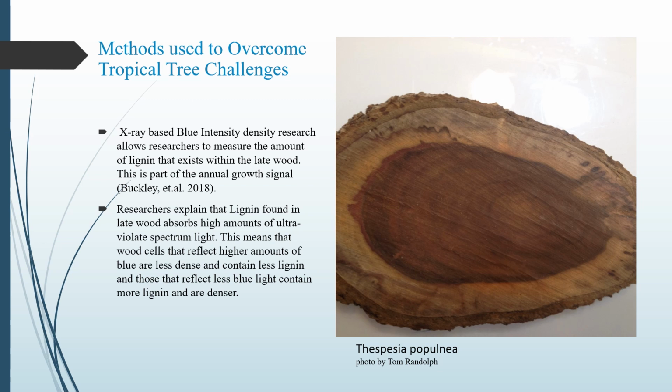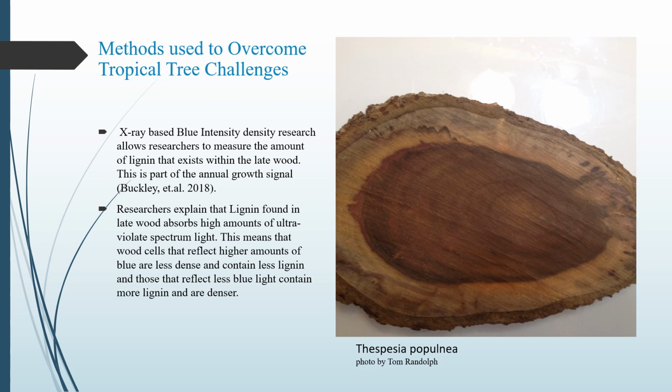It's a density. It's a substance that increases density in wood. So, using X-ray based blue intensity density research, this allows researchers to measure the amount of lignin that exists within the late wood. So researchers are shining light from the ultraviolet spectrum, and the amount of blue light that is reflected determines how much lignin is in the tree, and therefore how dense those rings are in the tree.